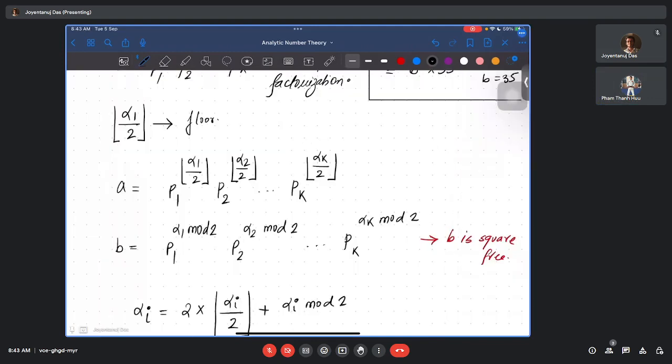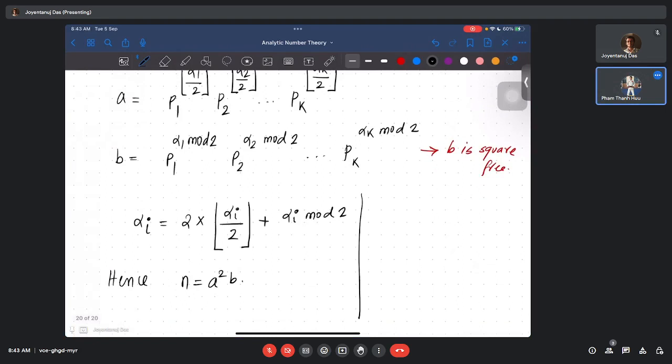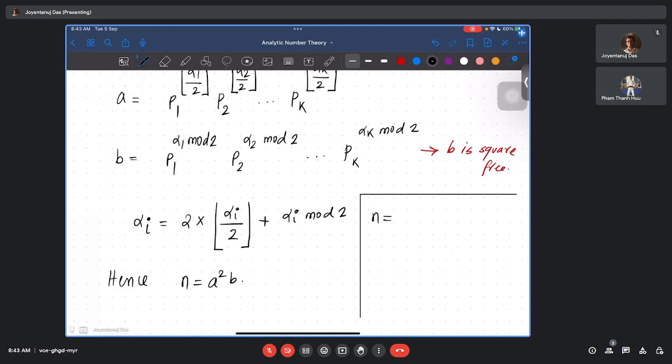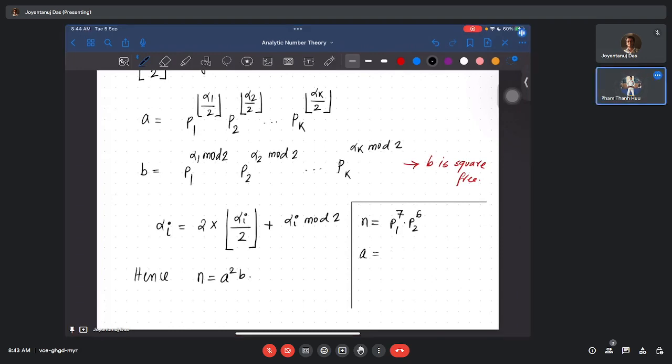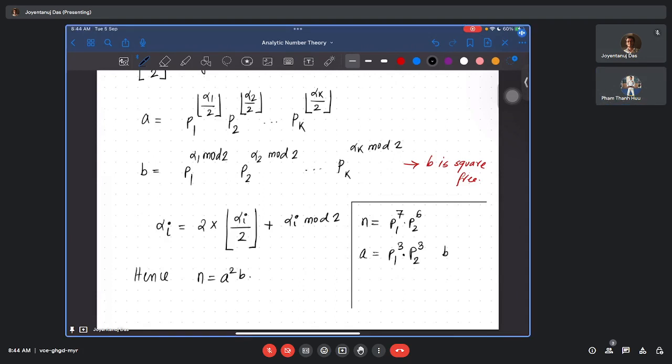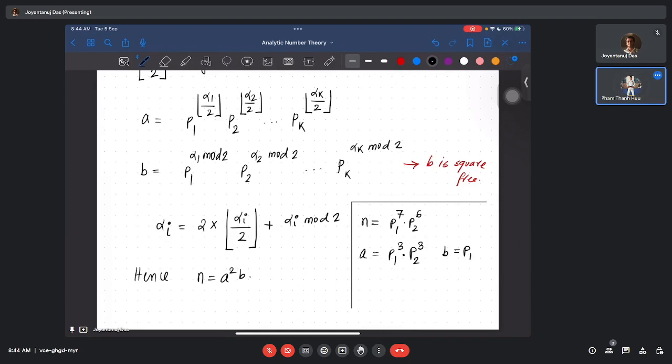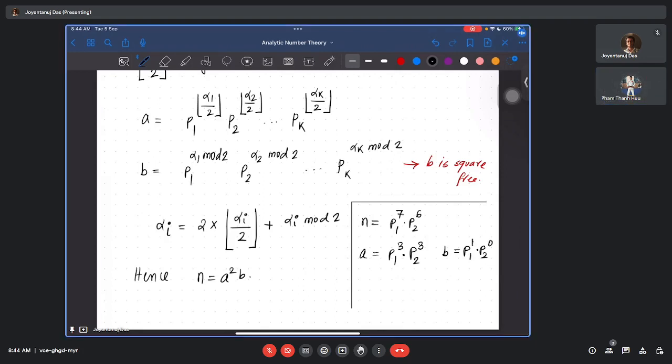Okay, let us see an example. Suppose your n has two prime factors, p1 to the power 7, p2 to the power 6. Then what will be a? It is p1 to the power 3 times p2 to the power 3. And b will be p1 to the power 1 and p2 to the power 0, so it is eventually p1. So now n, I can see it is a square times b, because p1 cube, p2 cube, whole square times p1 gives p1 to the power 7, p2 to the power 6, right?